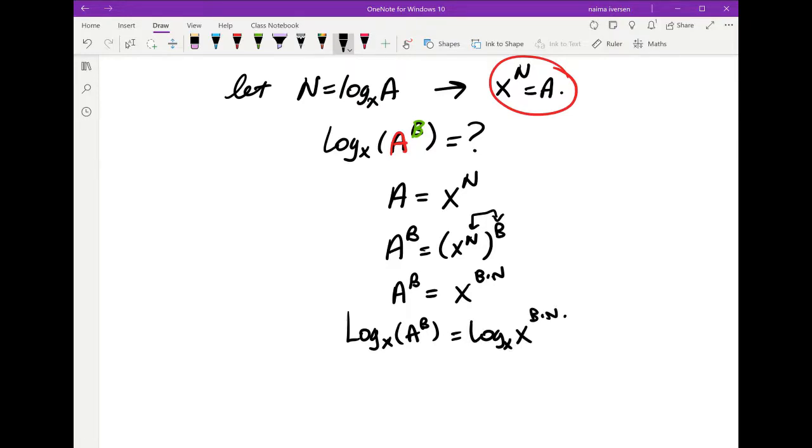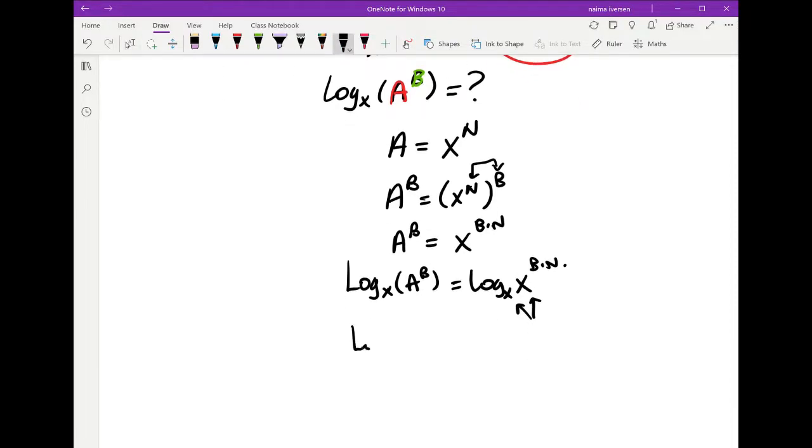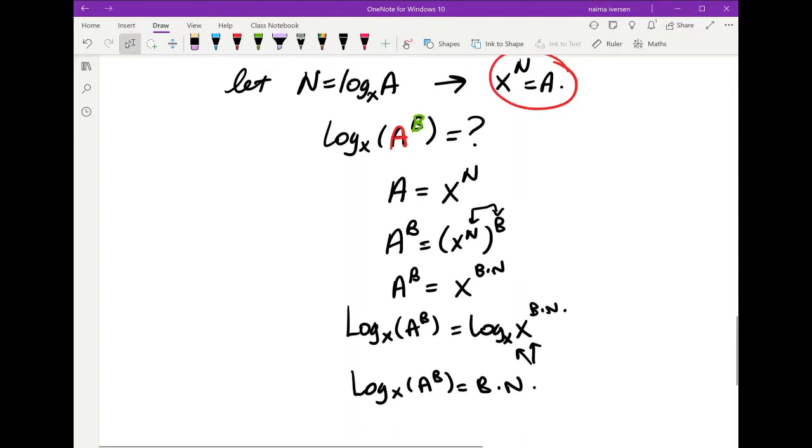And then I have this property where the bases match on this side. So if the bases match, logs are exponents. Out pops the exponent, which is b times n. Now, how did that help me? Well, right at the very beginning of this, I let n equal something. That's what my n value is going to be right there.